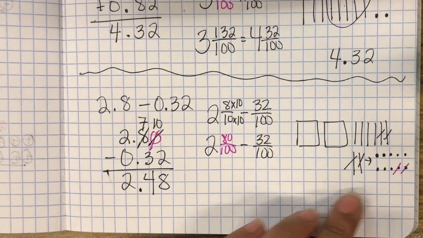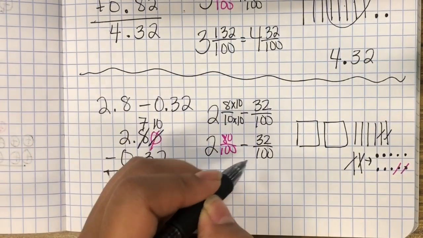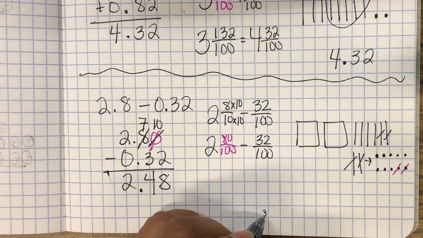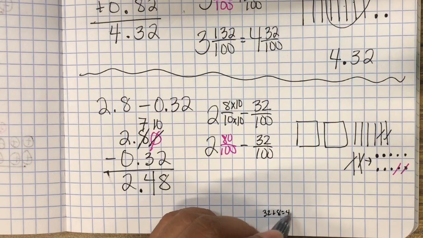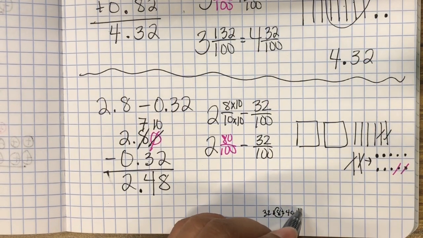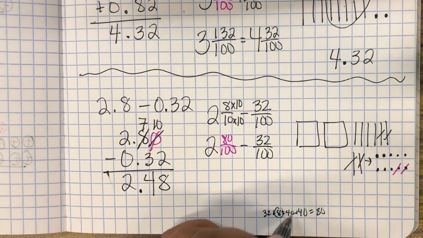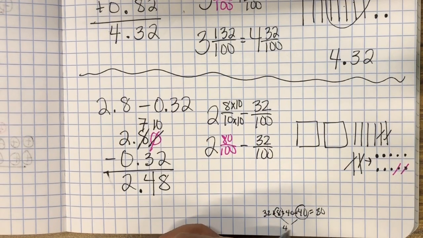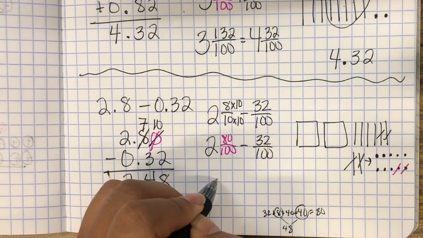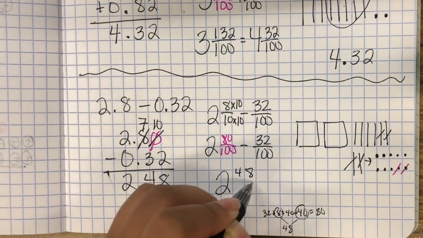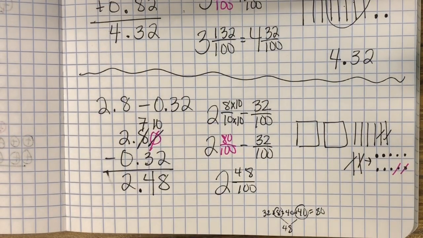You can see it's like this. 80 minus 32. Okay, if you want to do a little math here, 32 plus 8 equals 40. And then plus 40 equals 80. Therefore, we have 48. This is 2 and 48 hundredths. There you have it.